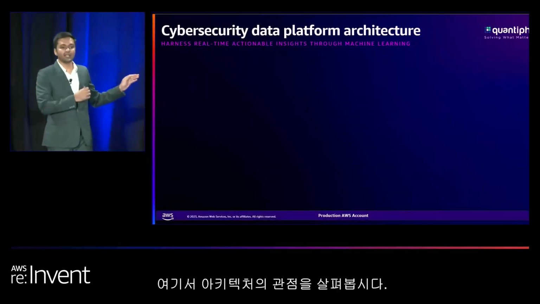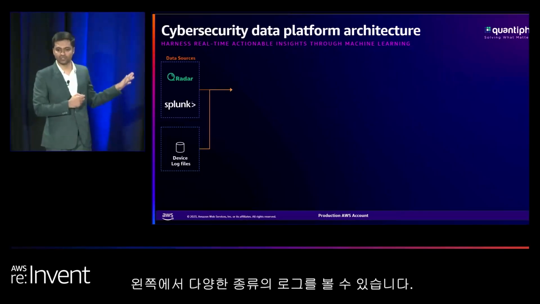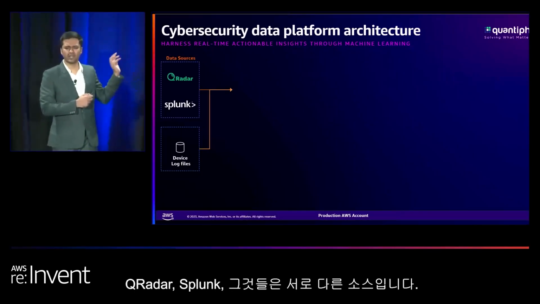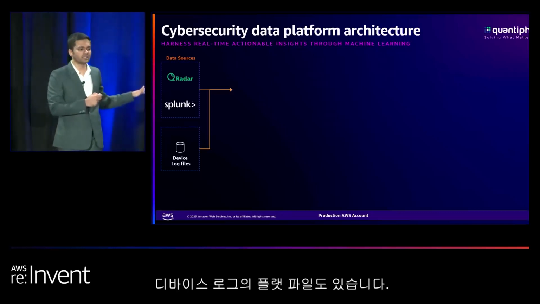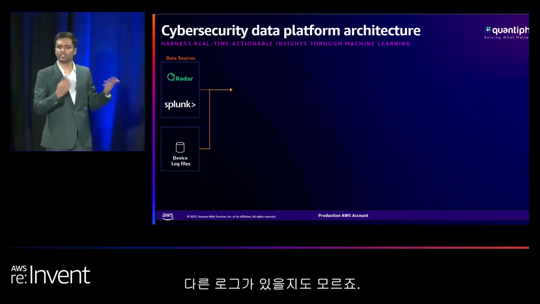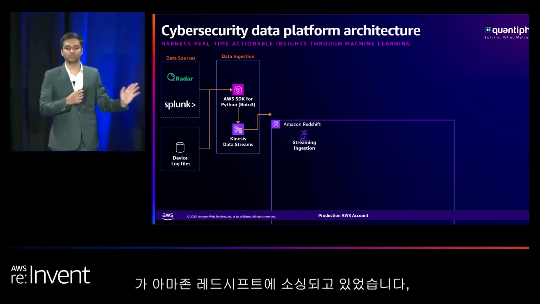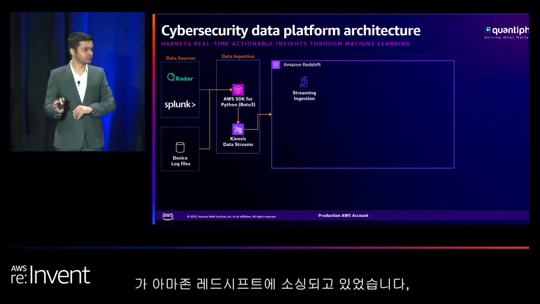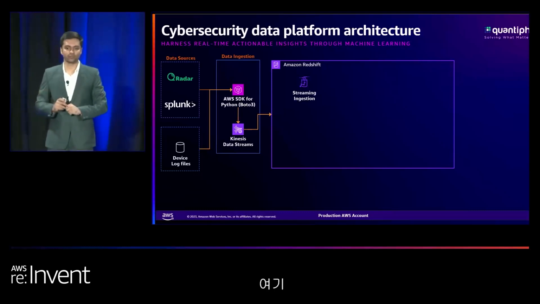Let's take the architecture standpoint here. On the left, you will see different kinds of logs, right? QRadar, Splunk, those are different sources. You also have some flat files from device logs, right? Think maybe of your laptop, where you have different logs going around. All these logs, with the help of Kinesis Data Streams, were being sourced to Amazon Redshift, which becomes the centralized warehouse or the storage layer here.